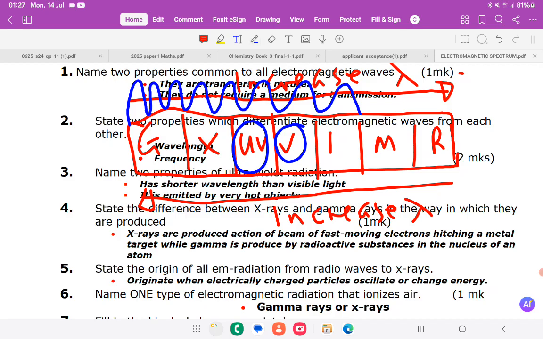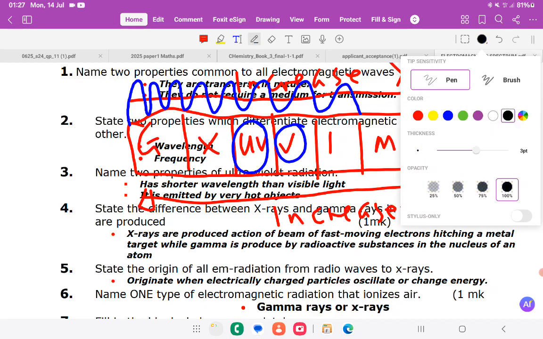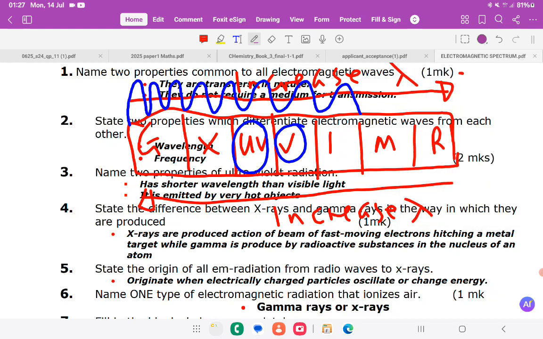If you compare these distances, you're looking at this distance and this one here. Let's say this one is lambda 1 and this is lambda 2. So lambda 1, which is the wavelength of UV, is less than lambda 2. In other words, the wavelength of UV is smaller or shorter than that of visible light. So make sure you know these electromagnetic radiations in their correct order, so that you should be able to answer questions like that.